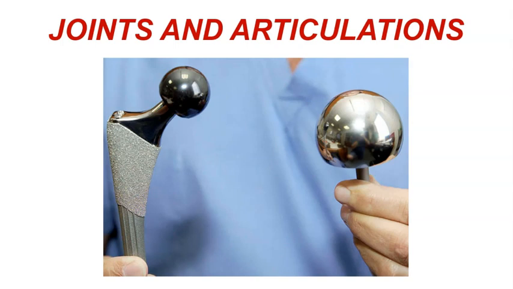In this series of lessons, we will look at the joints, or the articulations, which are the structures that unite the bones of the skeleton, as well as give the skeleton mobility. The image here is showing two artificial joints, an artificial hip joint on the left, and an artificial shoulder joint on the right.